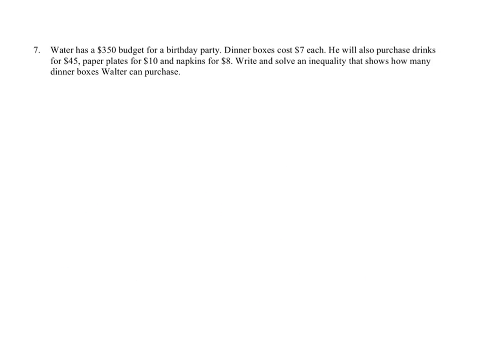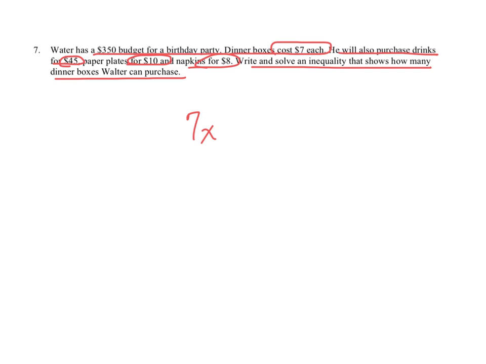Number 7. Walter has a $350 budget for a birthday party. Dinner boxes cost $7 each. He will also purchase drinks for $45, paper plates for $10, and napkins for $8. Write and solve an inequality that shows how many dinner boxes Walter can purchase. 7x would be the way to express how many boxes at $7 each he could purchase.